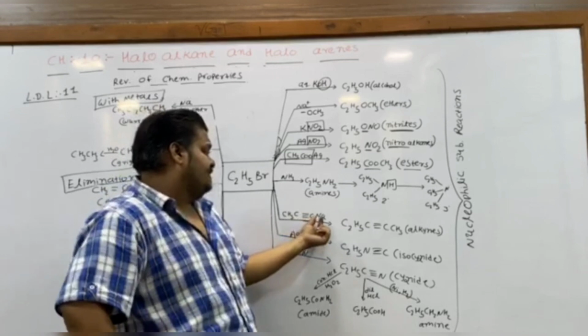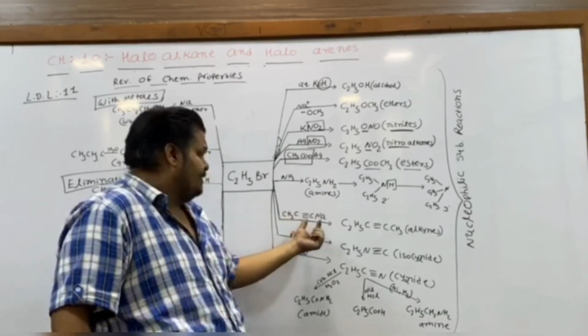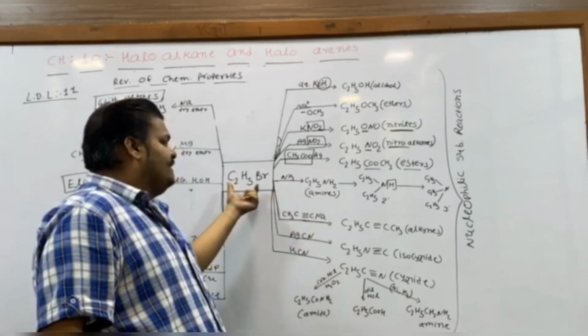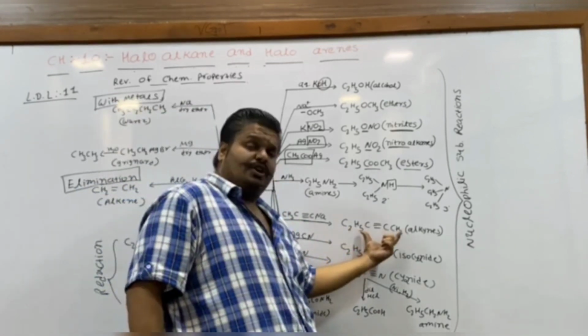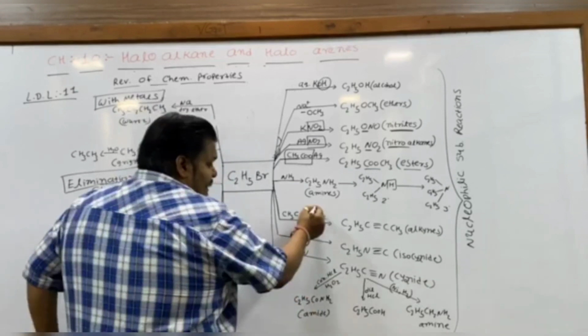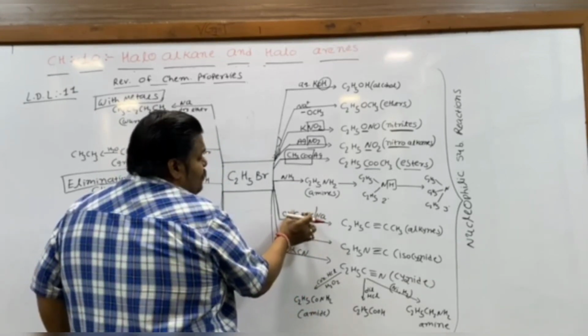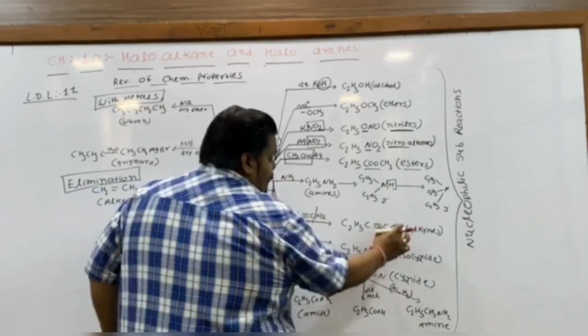Next is the reaction with sodium propynide, which has 3 carbons. Sodium propynide reacts with ethyl bromide to produce an alkyne as a product. Again Na gets released and this, behaving as a nucleophile, will substitute Br from the given compound.